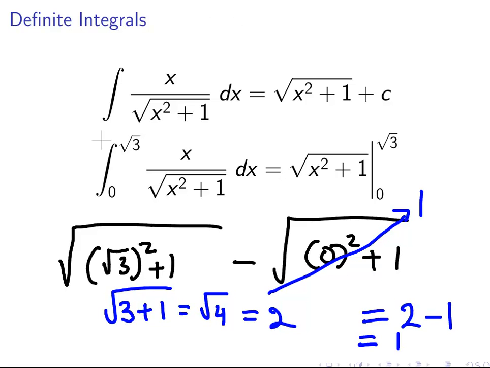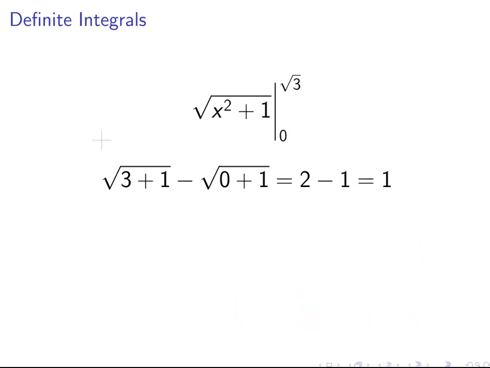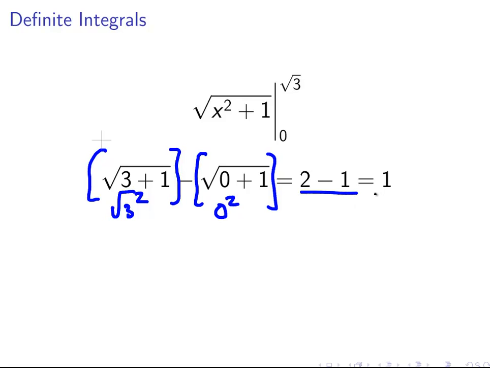So let's look at that on the next slide. There I have it done. Again, this is the square root of 3 squared, and this is 0 squared, evaluated for the upper limit and the lower limit. 2 minus 1 is equal to 1.